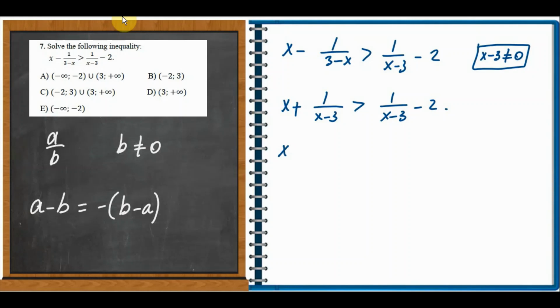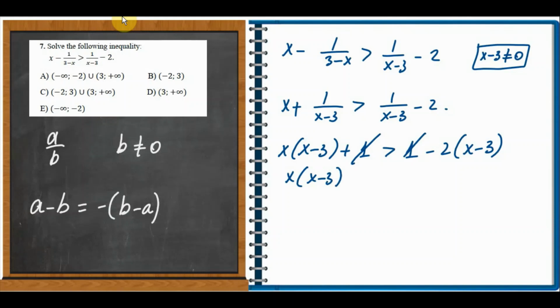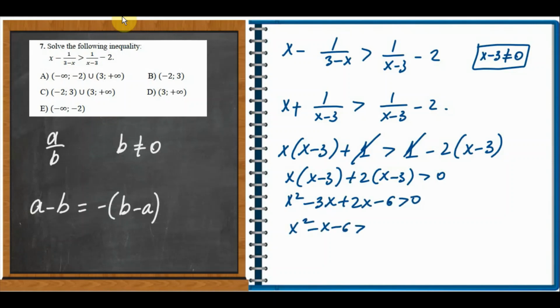So, x times x minus 3 plus, if you multiply it by x minus 3, the denominator and numerator will be cancelled and 1 will be left, is more than the same with this, 1 will be left, minus 2 times x minus 3. Now, 1 and 1 will be cancelled. x multiplied by x minus 3 plus 2 times x minus 3 is more than 0. Let's expand the brackets. x squared minus 3x plus 2x minus 6 is more than 0. x squared minus x minus 6 is more than 0.